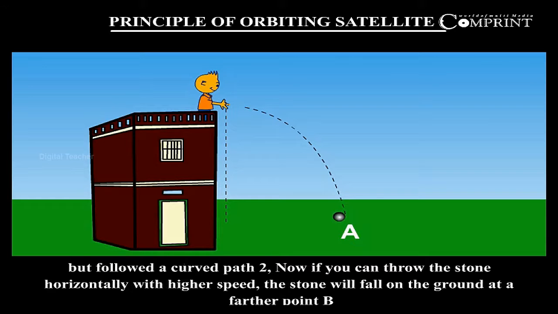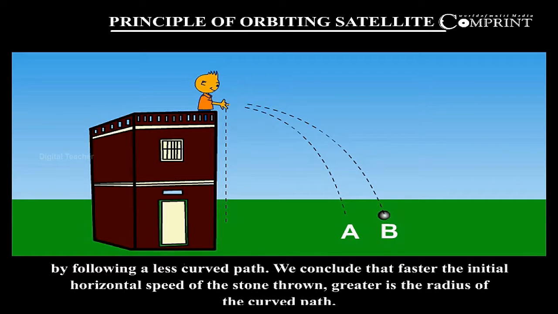Now if you throw the stone horizontally with higher speed, the stone will fall on the ground at a further point B by following a less curved path. We conclude that the faster the initial horizontal speed of the stone thrown, the greater is the radius of the curved path.